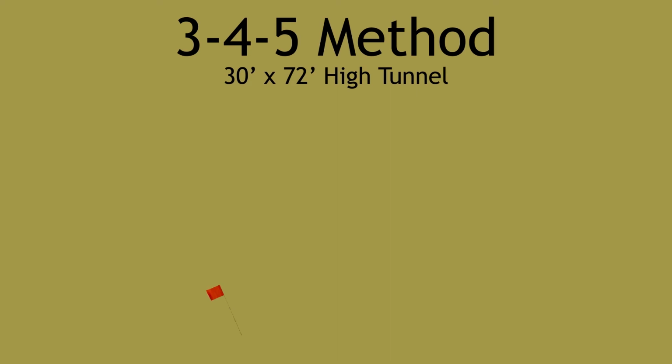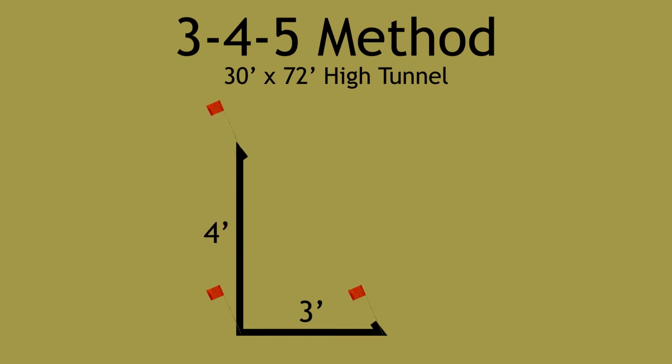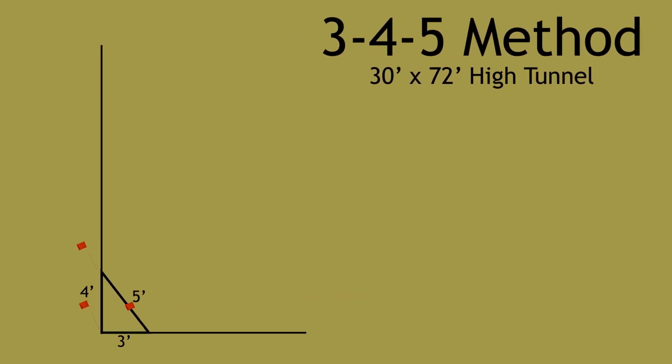Here we have flagged the starting corner of our tunnel. Starting at the flag, we measure 3 feet on the width side and mark it. Again, from the corner, we measure 4 feet on the length side and mark it. The distance between the marks should be 5 feet. Set up strings on the length and width sides that line up with the measured sections.